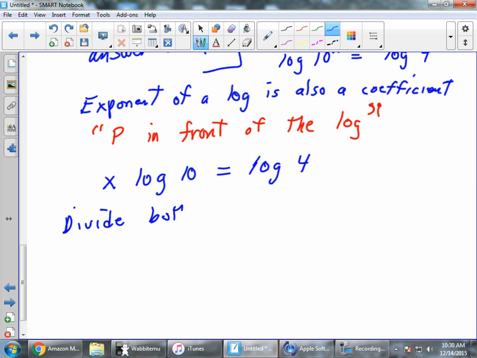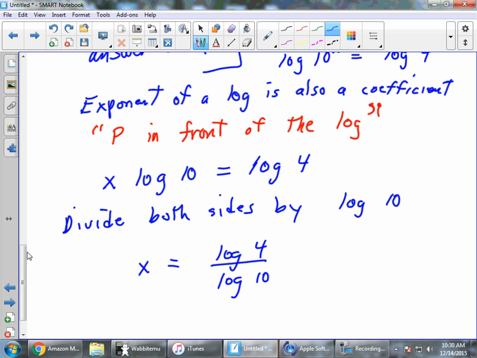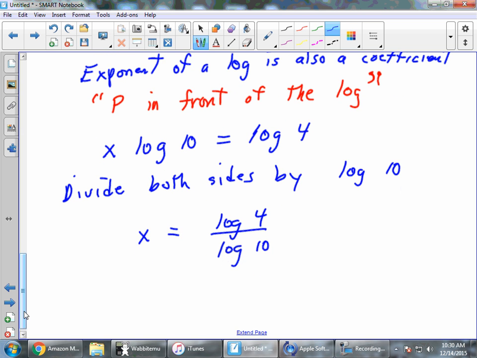Divide both sides by log of 10. Okay? X equals log of 4 over log of 10. And I don't even care what those are, but Connor is right. Log of 10 is 1. So X equals, but this applies to anything. Okay? Log of 4 divided by log of 10 equals approximately, más o menos, what do you have?